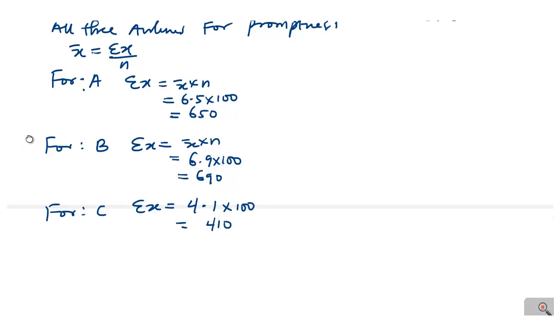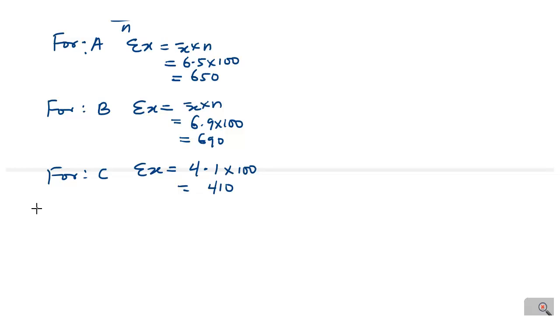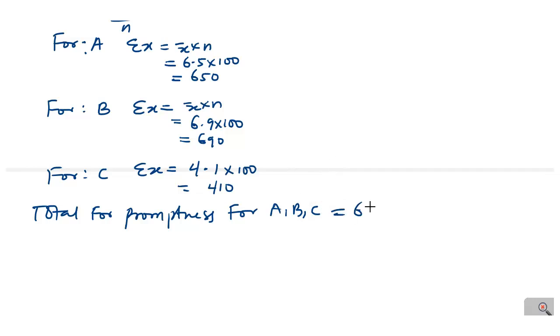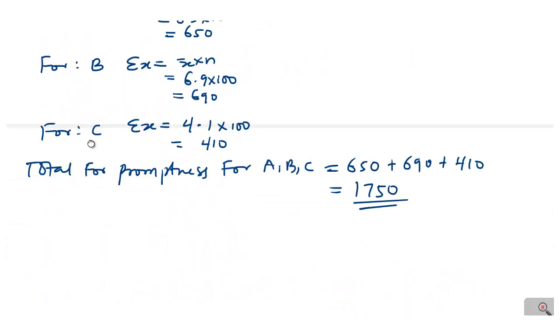So therefore the total for promptness for A, B, and C will give us 650 plus 690 plus 410, and if we add all of this together, it gives us 1750. So let's leave this aside. Let's move on to case 2.